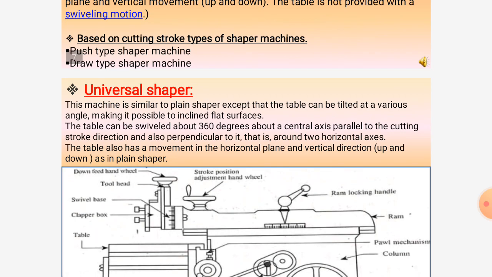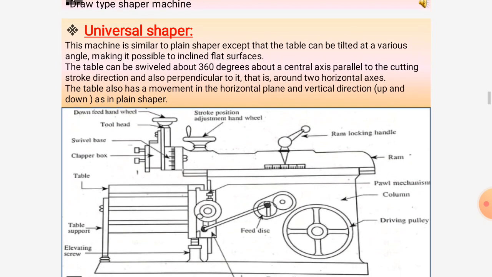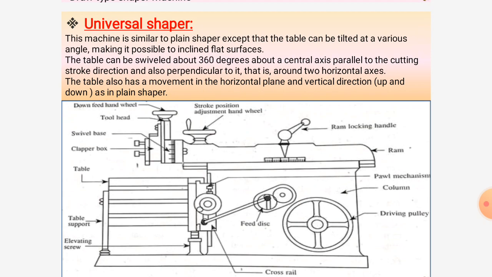Let us discuss the universal shaper machine. This machine is similar to the plain shaper except that the table can be tilted at various angles, making it possible to machine inclined flat surfaces. The table can be swiveled about 360 degrees about a central axis parallel to the cutting stroke direction and also perpendicular to it, that is, around two horizontal axes. The table also has movement in the horizontal plane and vertical direction, up and down, as in the plain shaper.